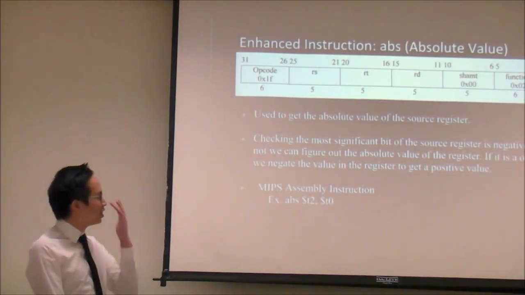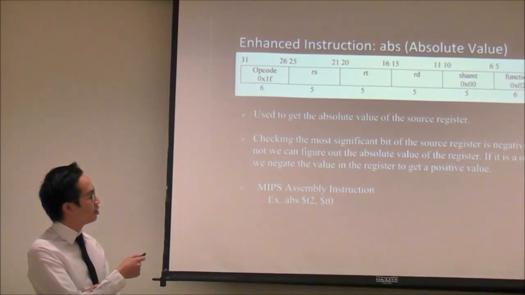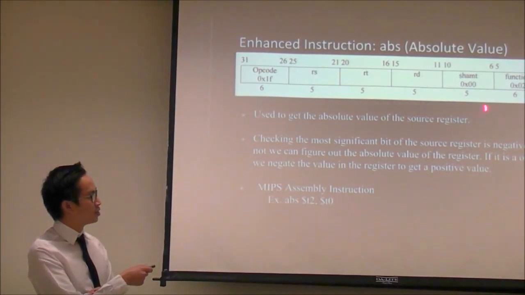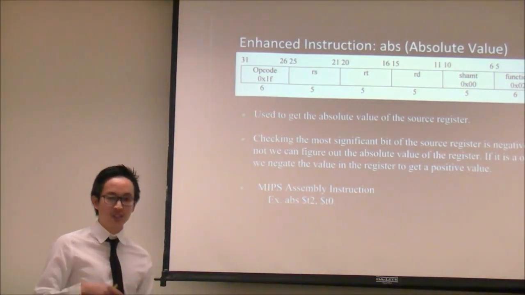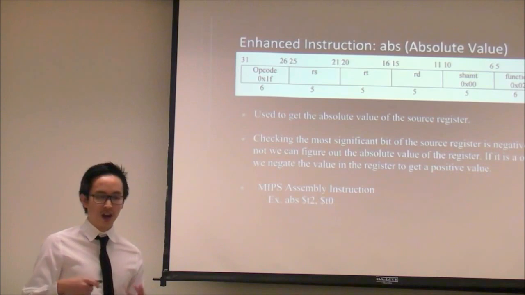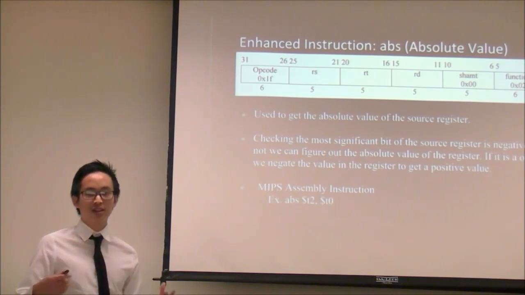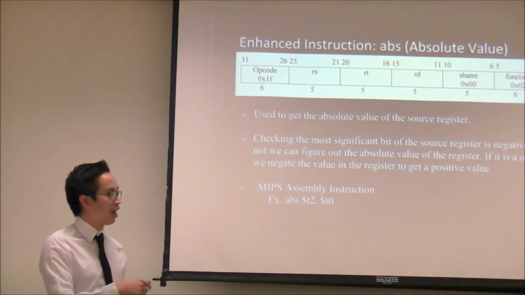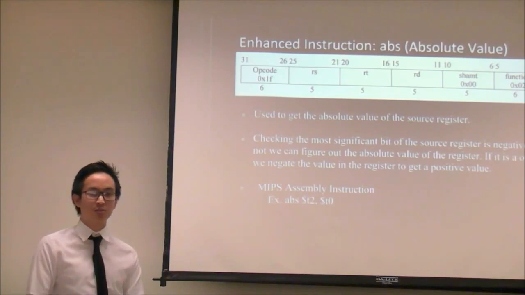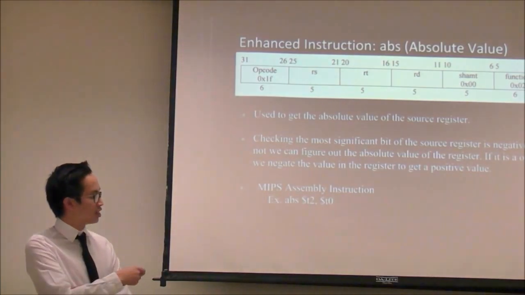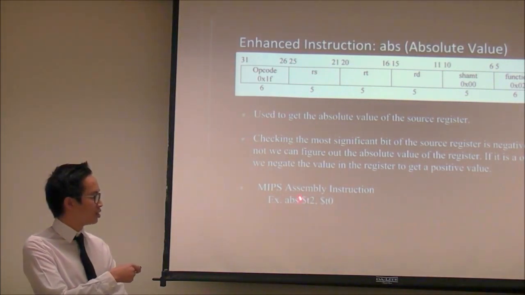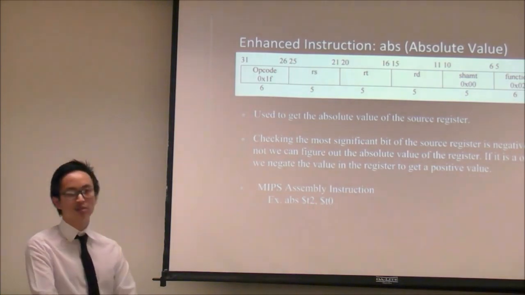And then next is the absolute value instruction, which is used to get the absolute value of the source register. The way we did this is that we checked the most significant bit of the register, and if it was 1, we negated the register. And if it was 0, then we just kept it as it was because the number was already positive. In assembly, once again, we would just do ABS, meaning that we get the absolute value of T0 and store it into T2.